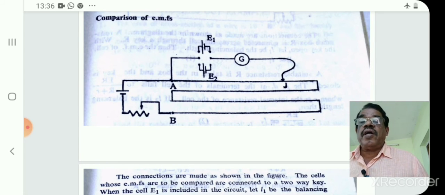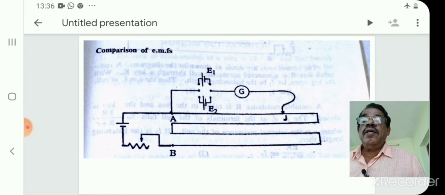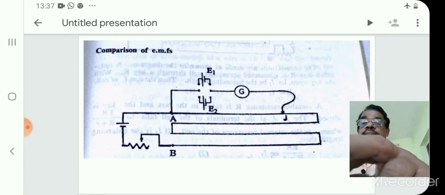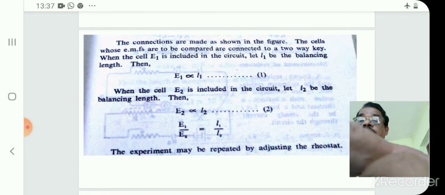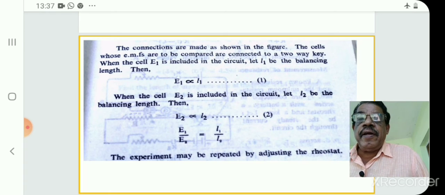Now we are going to compare the EMF of two cells. The first cell is a Leclanché cell of EMF E1, and the second cell is a Daniell cell of EMF E2. We have to find E1 by E2, that is the comparison. For connecting these two cells together, we can use a double tap key as shown there. And this is the method. The connections are made as in the figure.